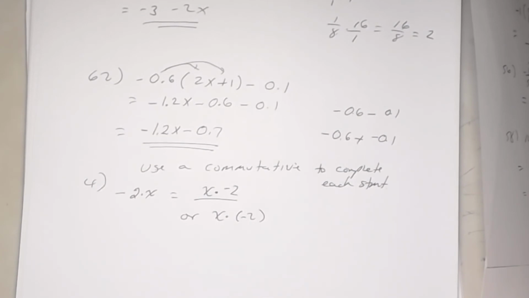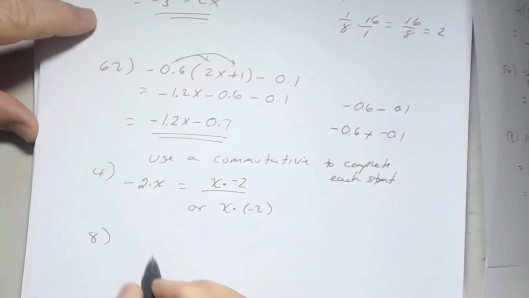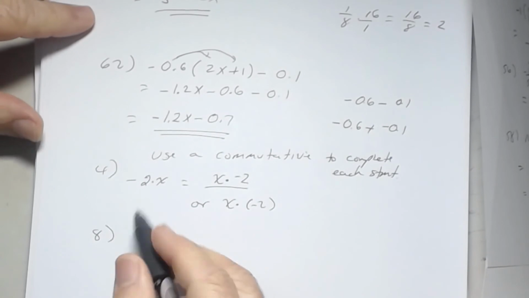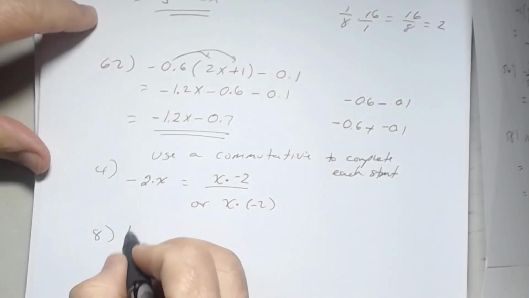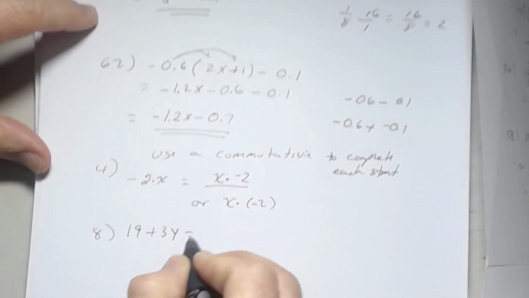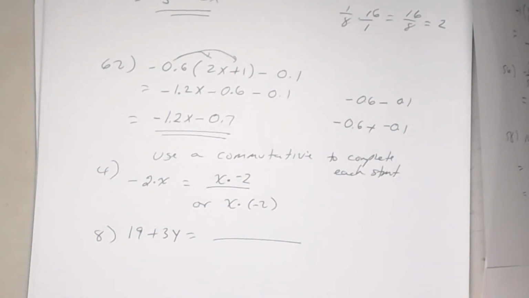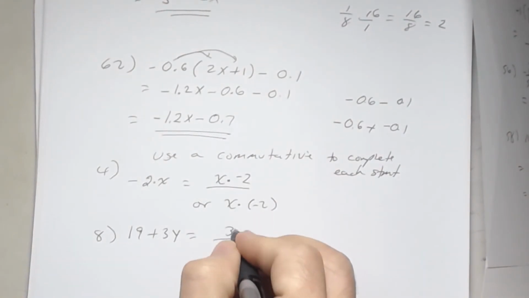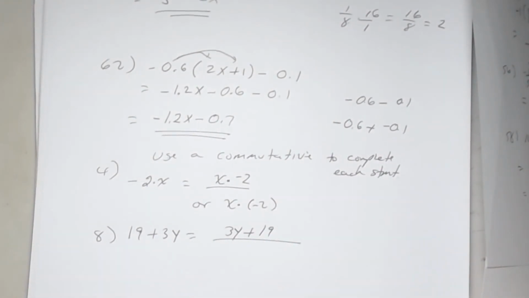Okay? So commutative property, in the blank, you just change the order. And that was commutative property of what operation? Multiplication. Number 8, suppose we had this. Still same directions. This time, let's suppose we had 19 plus 3y. What would you put in that blank? 3y what? Plus 19. So that's just where you change the order. Okay? All right, the next part.